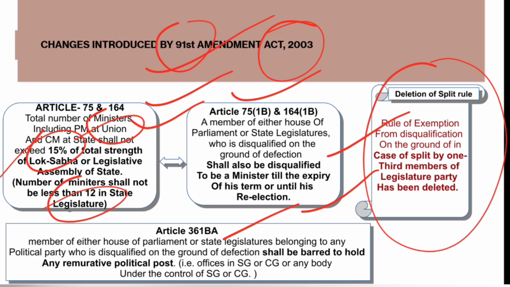Now 361 BA was added. In this Article 361 BA, it was added that a member of either House of Parliament or a state legislature belonging to any political party disqualified on the ground of defection shall be barred to hold any remunerative political post. Offices like any office which is remunerative, either in state service or union service. So these were the provisions, the changes introduced by the 91st Amendment, and those changes were mainly with regard to the law of defection.